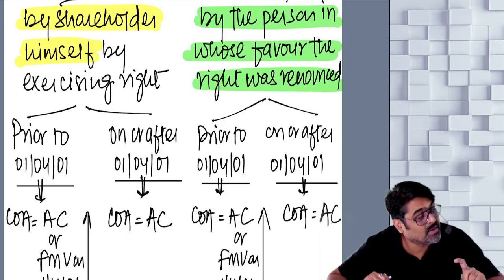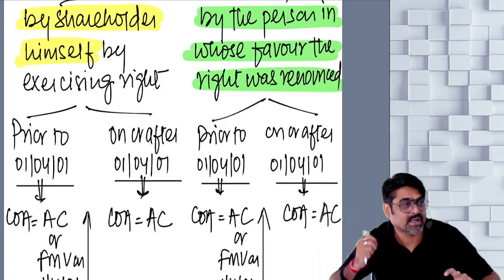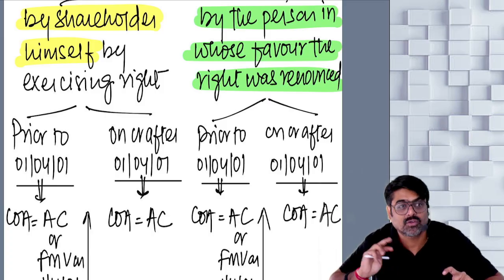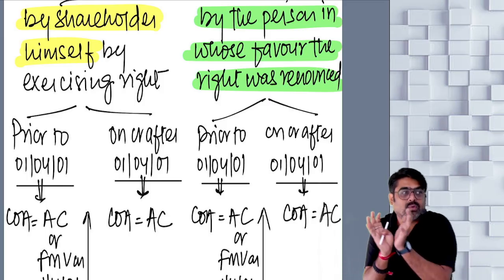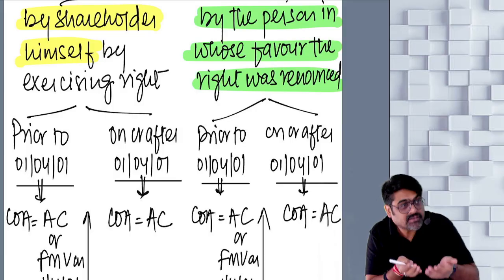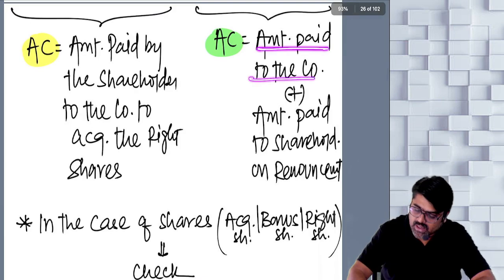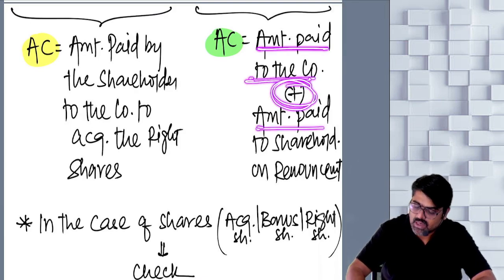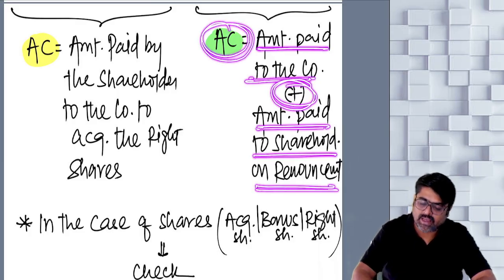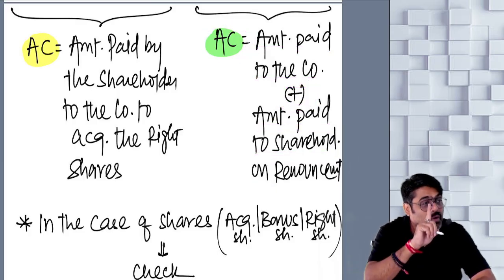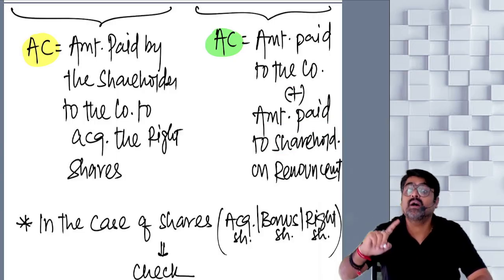So the amount paid to acquire the right will also be added in the cost of your right shares. Understanding? So what will be the cost of each share? Amount paid to the company, 200, plus amount paid to acquire the right. So amount paid to the company plus amount paid to the shareholder on renouncement. This will be the actual cost of one right share in the hands of Suresh, meaning the non-shareholder.